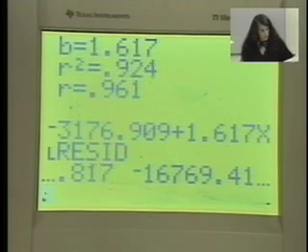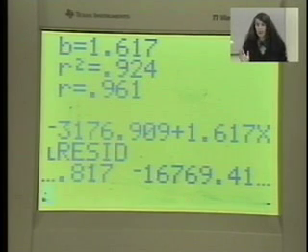Going on to the next page, it says to obtain estimates of y for various x values, there are various ways to determine estimates for y. One way is to substitute values for x in the equation. Another way is to use the trace on the graph of the regression line.